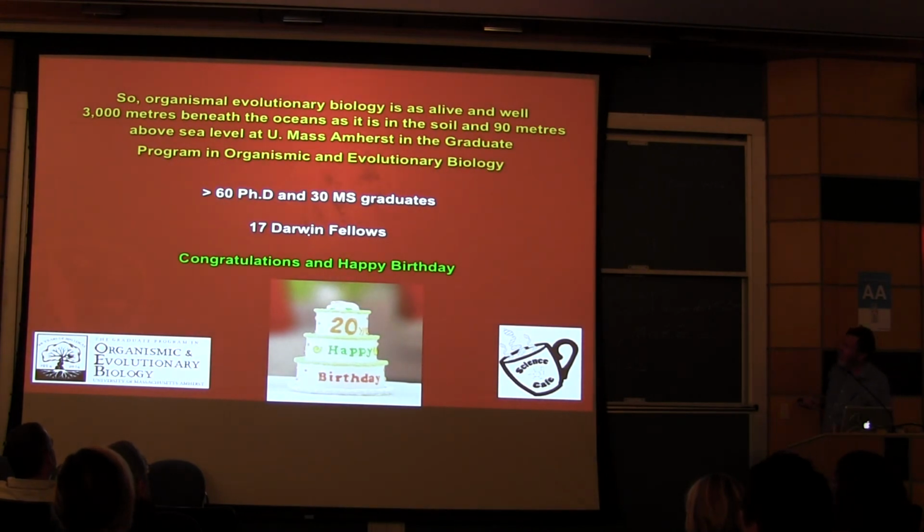So, organismal evolutionary biology is alive and well 3,000 meters beneath the oceans, as it is in the soil with the nematodes, and as it is 90 meters above sea level at the University of Massachusetts in the graduate program in Organismic and Evolutionary Biology, which has produced 60 PhD students and 30 MSc graduates over the last 20 years, 17 Darwin Fellows, 4 or 5 of whom talked to us today. And so, congratulations and happy birthday to OEB.